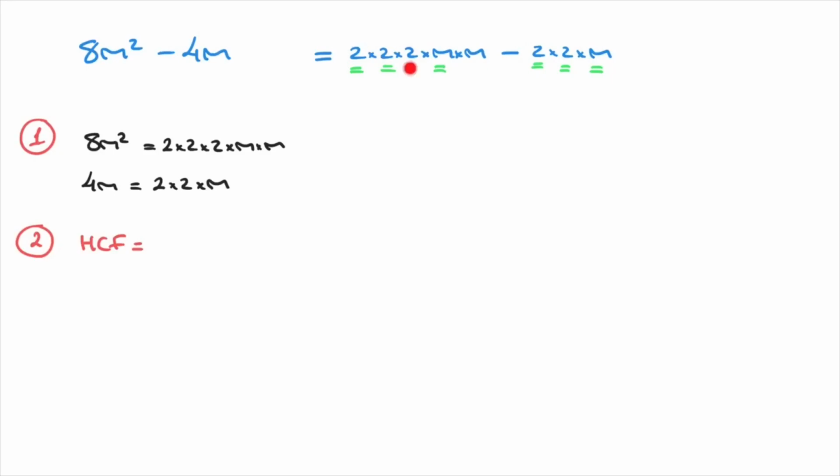Indeed, the first term has another 2 and another m, but the second one doesn't. So the highest common factor will equal 2 times 2 times m. So I'll just write that. The highest common factor equals 2 times 2 times m, which equals 4m.